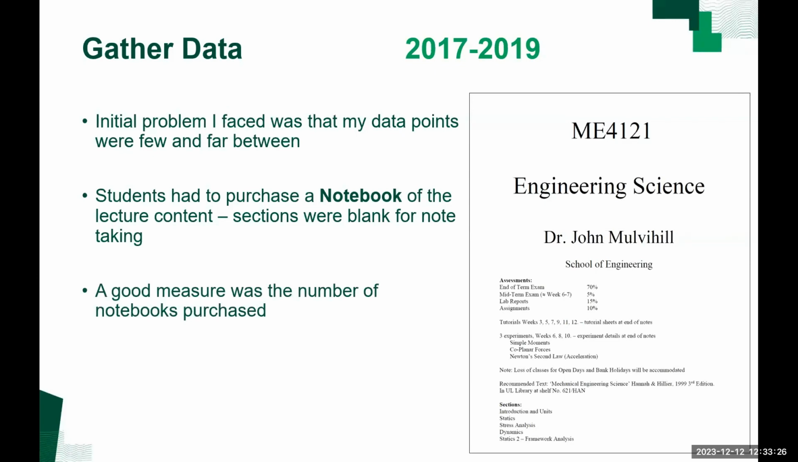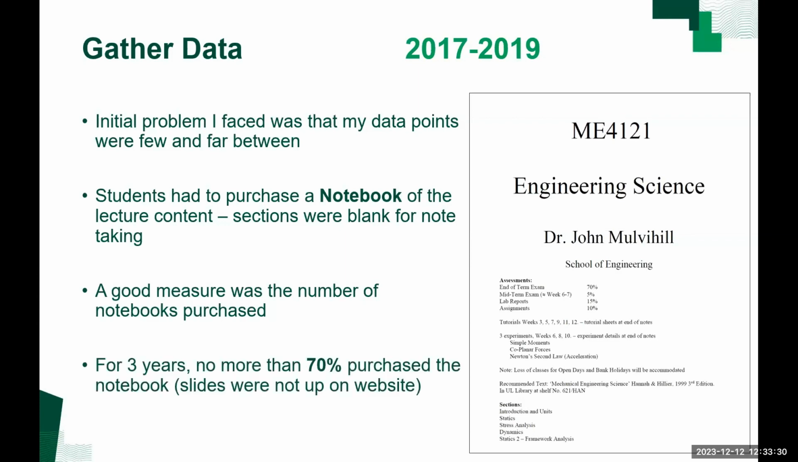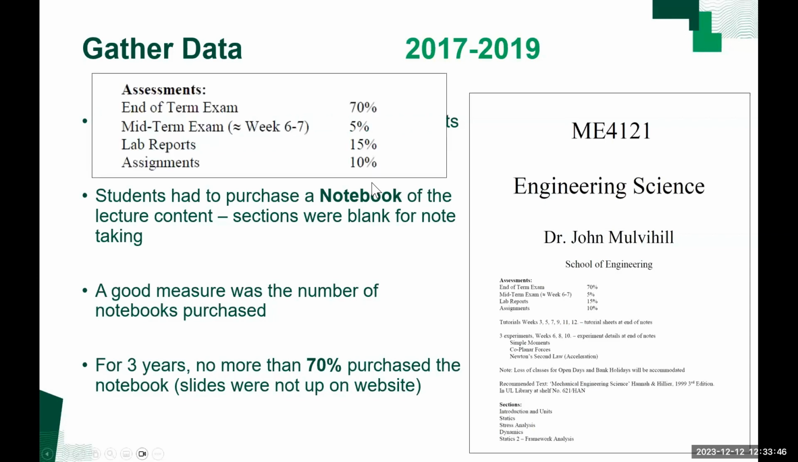But a great measure from this was how many people bought this book, and I could never get above 70%. So that means 30% of the class are walking in with no notebook, no nothing, not engaged. So this was just a terrible way of doing things, and a terrible way of even gathering data. So I had to change in 2019 to figure out, can we do something?